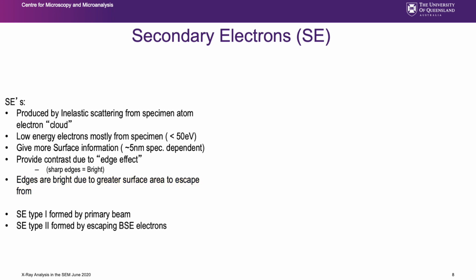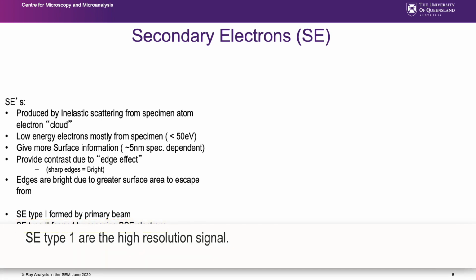I'll show you that in a second, but I'd just like to point out we have two types of secondary electrons. SE type 1s, which are secondary electrons created by the primary beam, a high energy beam. But the backscattered electron is also a high energy beam as it goes out of the specimen, and as the backscattered electron beam leaves the specimen, it can also create secondary electrons, and they're called SE type 2s. The SE type 1s are the higher resolution signal, the ones that we really want to use.